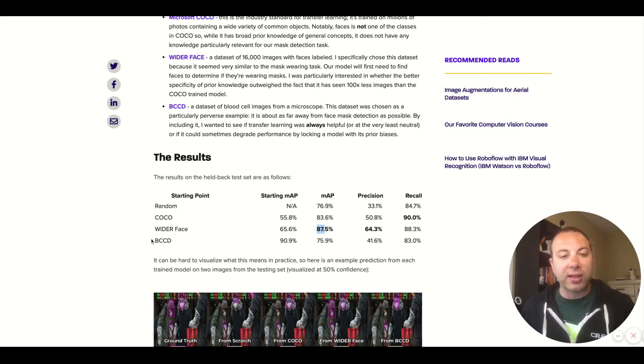And interestingly, that BCCD data set of the microscope slides, it turns out that it was actually a little bit worse than random weights. So what this tells me is it's more important to start from transfer learning weights from a starting checkpoint that is very similar to your data set than it is to find one that has a ton more images. And also that it's possible to choose a starting checkpoint so bad that it's worse than starting from scratch with randomly initialized weights.